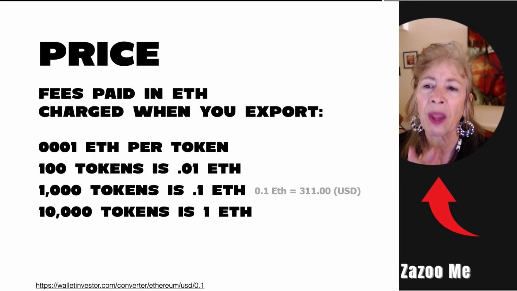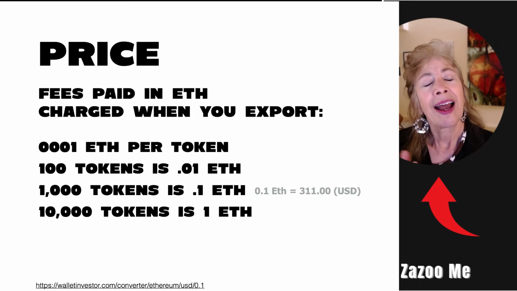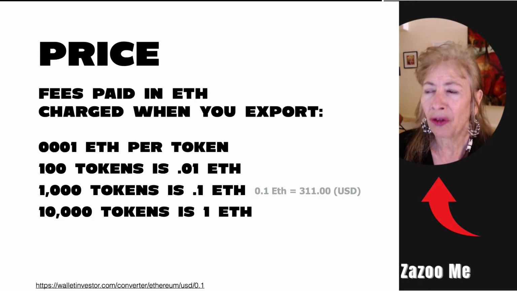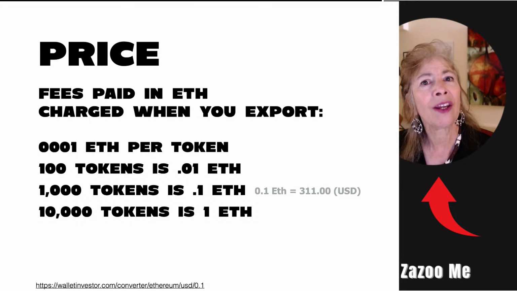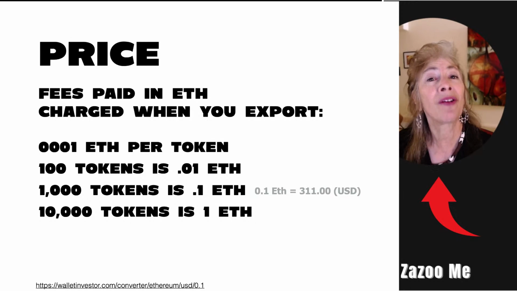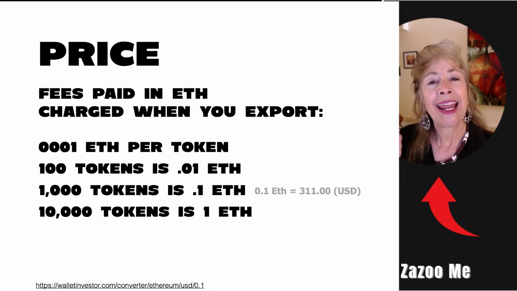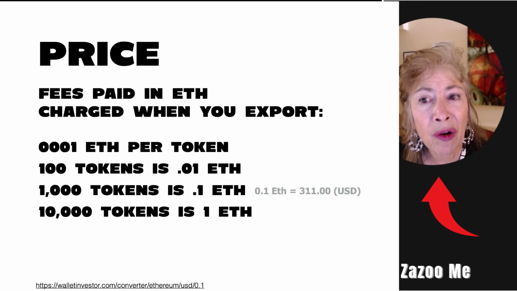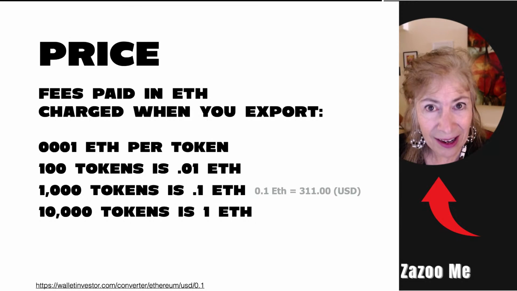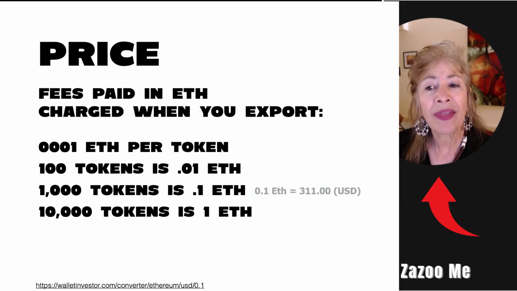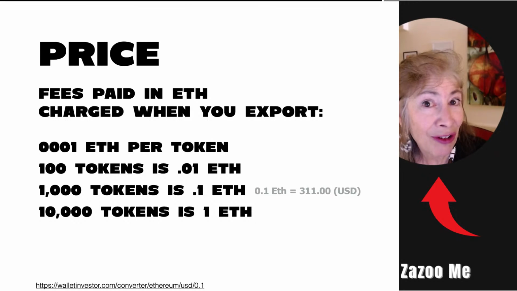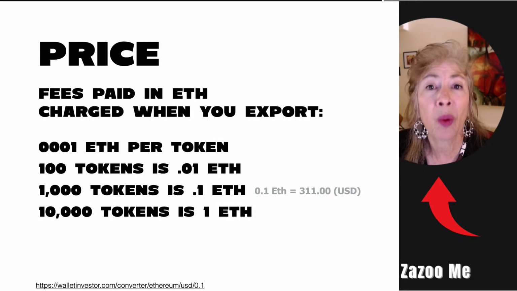So what is the price? First of all, you don't pay in dollars, you don't pay in euros, you don't pay in your typical currency, you pay in cryptocurrency. You pay in Ethereum, and it is 0.001 ETH or Ethereum per token. What that means is if it's 100 tokens, it's 0.01 ETH.